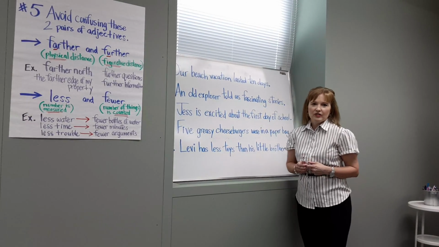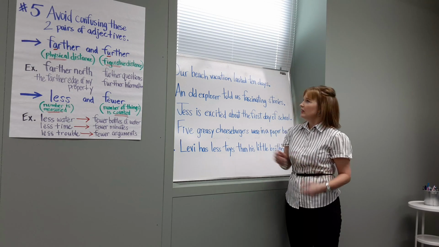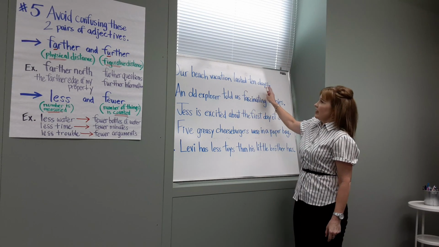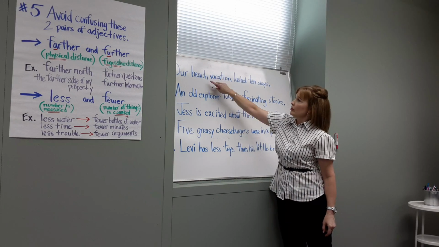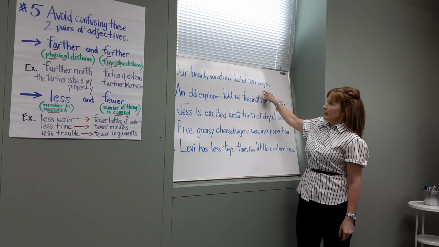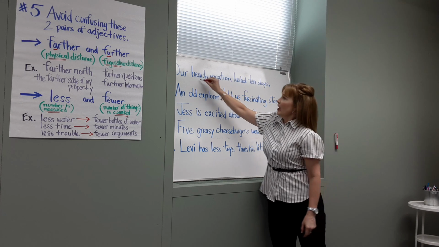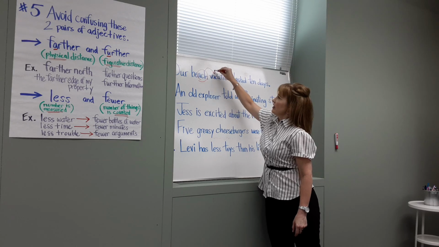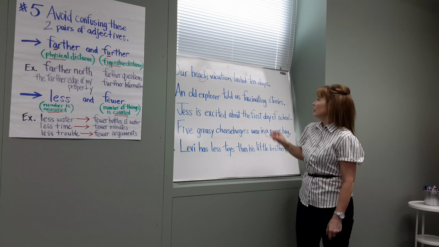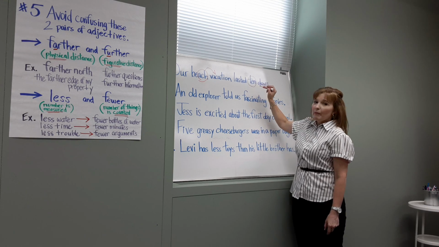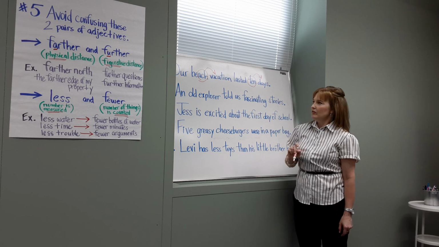So we're looking for adjectives, and again, ask yourself the questions: what kind, how many, which ones. Our beach vacation lasted 10 days. Okay, so look for nouns and pronouns. I have vacation, and I have days. Do any words describe the vacation? We have beach, giving you more detail on vacation. What kind of vacation? It's a beach vacation. The word 10, how many days? 10 days. Okay, so those are our 2 adjectives.